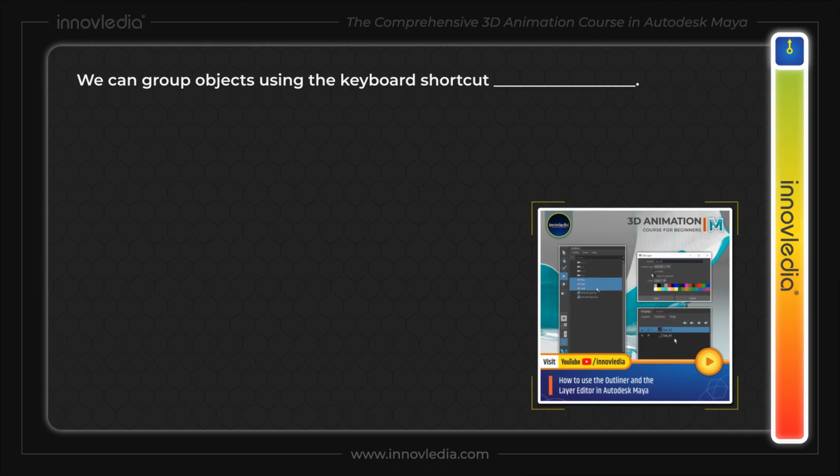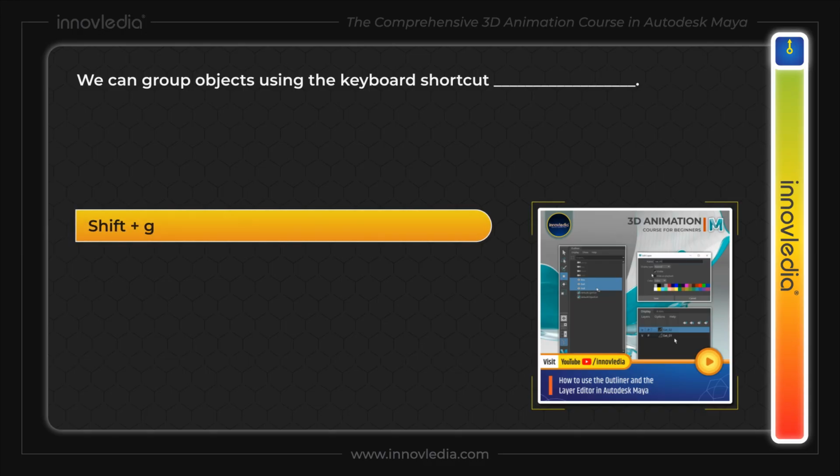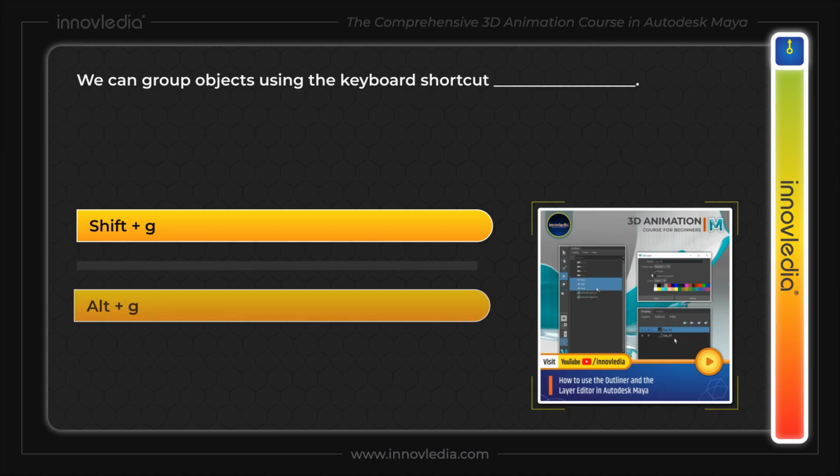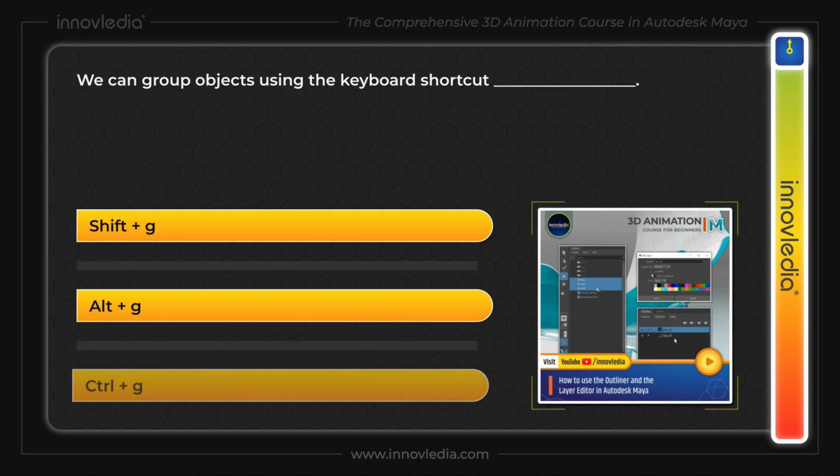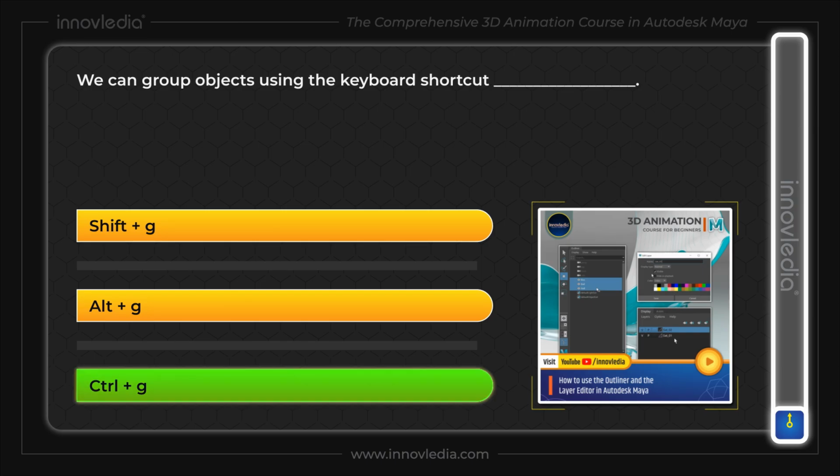We can group objects using the keyboard shortcut dash. The options are Shift plus G, Alt plus G, Control plus G. Your time starts now. And the correct answer is Control plus G.